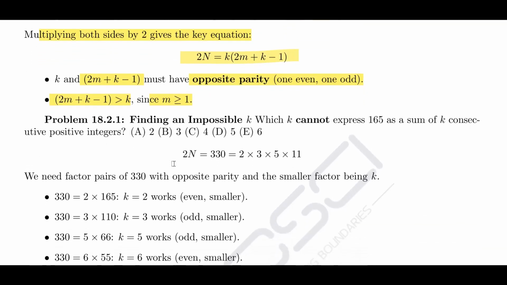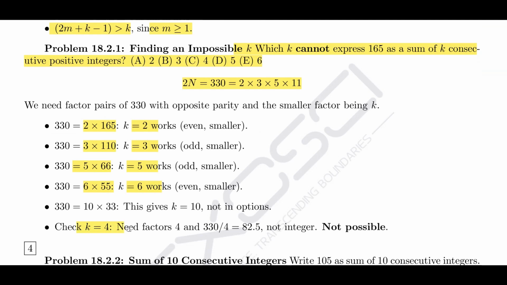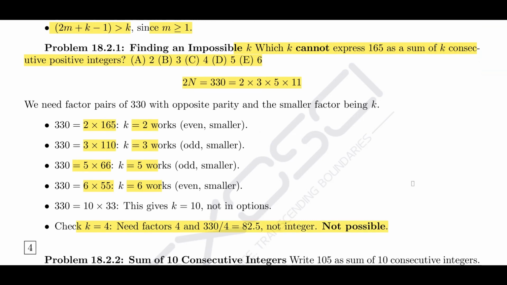Let's try one. Which value of k cannot express 165 as a sum of k consecutive integers? In this case, the sum n is 165. We compute 2n, which is 330, and factor it. The factor pairs are 2 times 165, 3 times 110, 5 times 66, 6 times 55, and so on. For k equals 2, 3, 5, and 6, the conditions work. But for k equals 4, the division gives a fraction, not an integer. So k equals 4 is impossible. That's the answer.